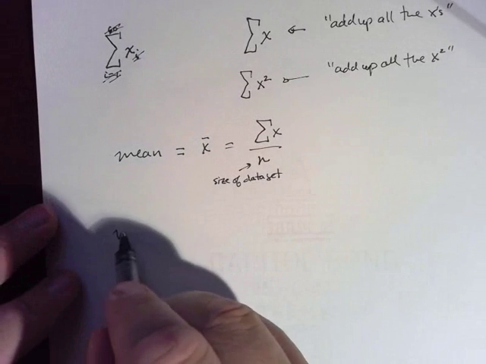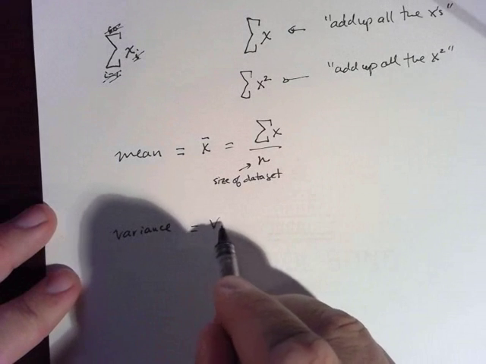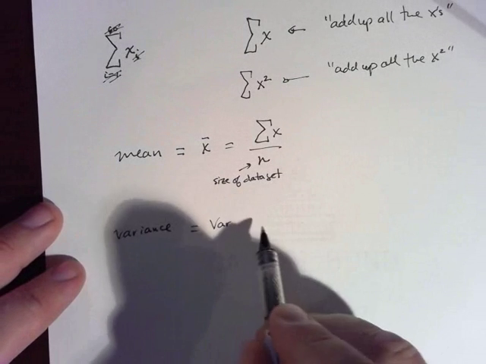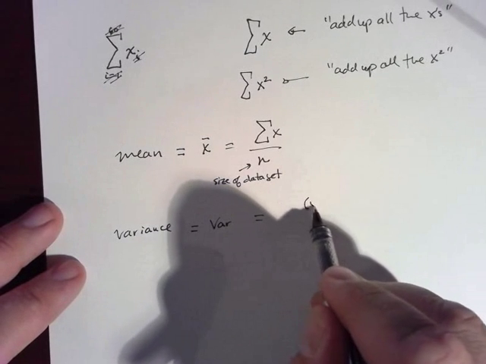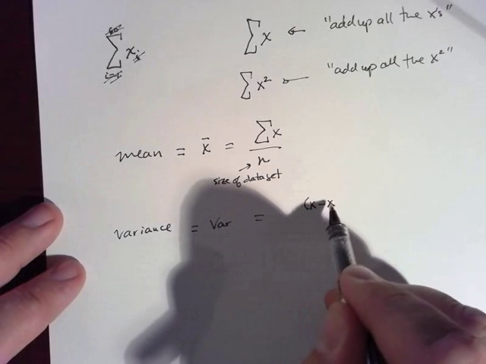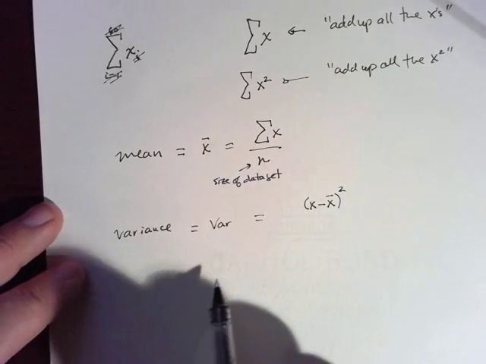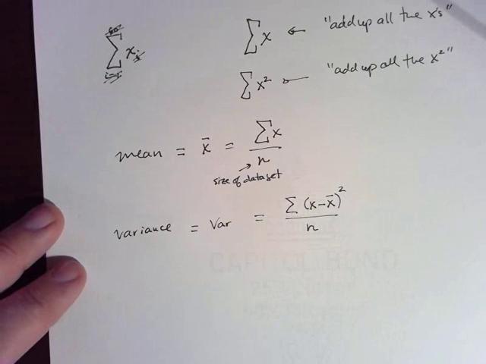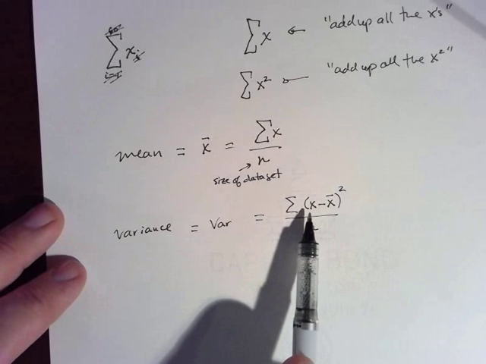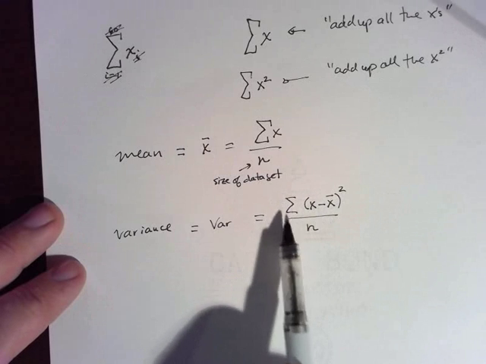Okay. The variance, which is abbreviated VAR sometimes, what you do is you take each data point, subtract it from the mean, and then you square that, and you add all those up and average them. So this is how we do the variance. This is the summation notation for variance. So this says take each x value, subtract it from the mean, square that, and then add all those up.